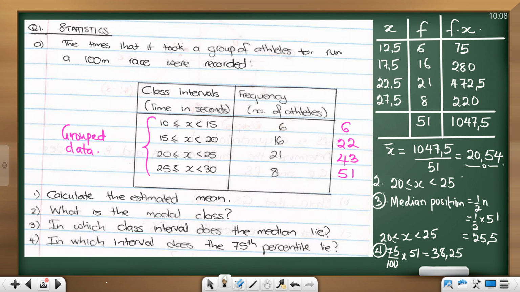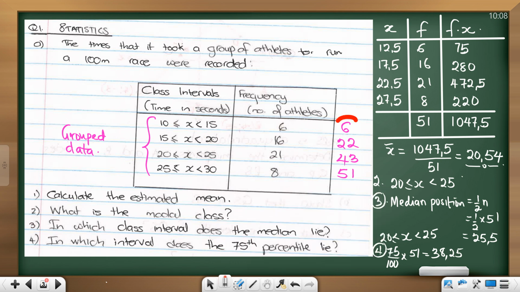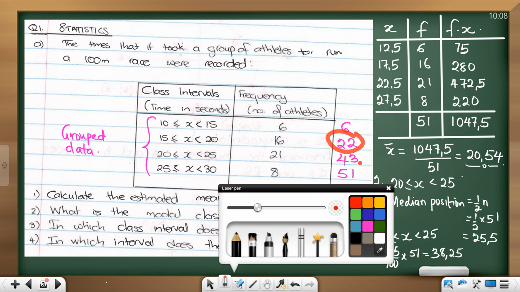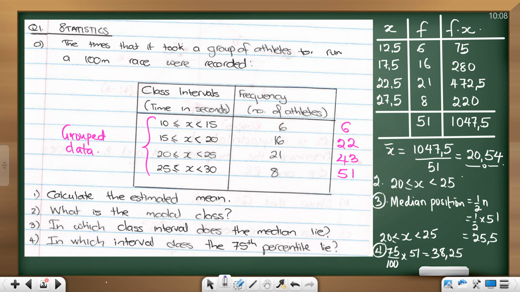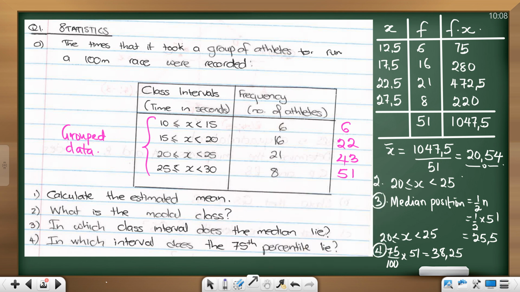All right. Again, you do what you did earlier on. Every time you are looking for the class interval, you ask yourself, is 38,25 less than 6? No. Less than 22? No. Less than 43,5? Yes. So my class interval would simply be that. That would be my answer. So we're there again. That's where it lies. Make sense?